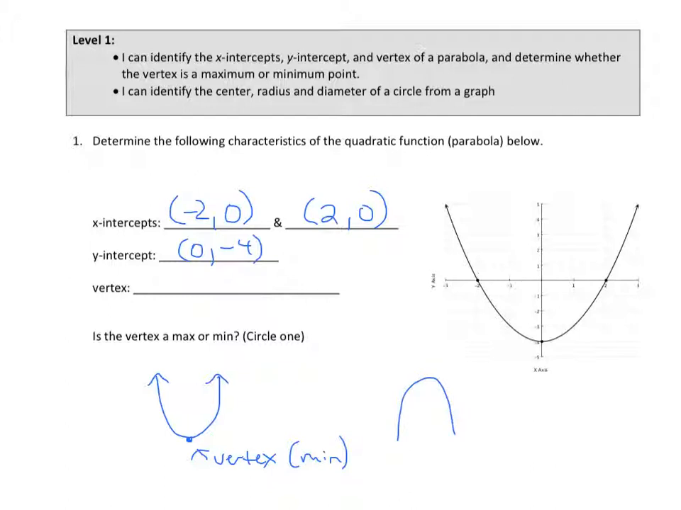But some parabolas are upside down, and in that case the vertex will be the highest point. And in that case it will be a maximum point, or we call that a max.